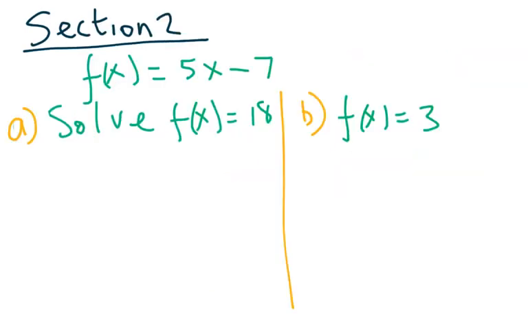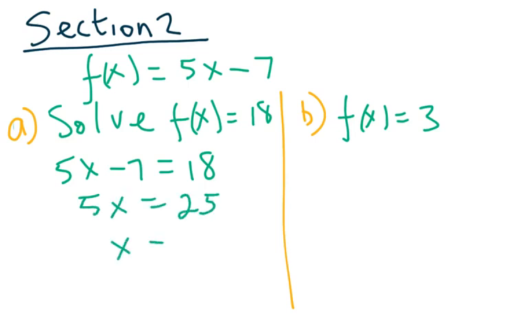Okay, next section. Now in this case we're told that the function is equal to 5x minus 7, and we have to solve f of x is equal to 18. Now you do not put 18 into x here. What you're saying is this whole function f of x is equal to 18. So I'm going to go to 5x minus 7 is equal to 18. That means that 5x is equal to 25, and that means x is equal to 5. So I added 7 to both sides. 18 plus 7 is 25, so x equals 5.